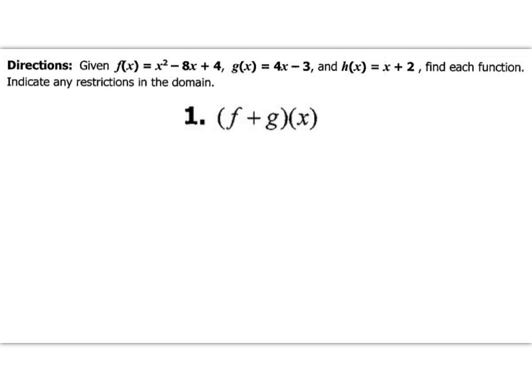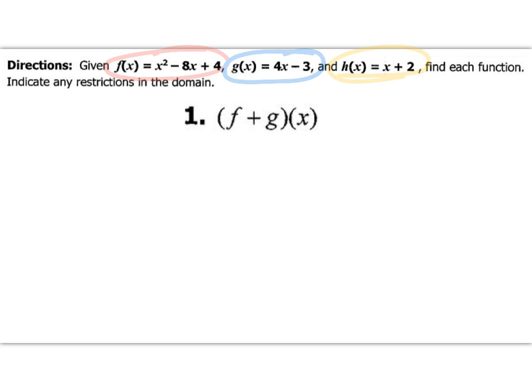All right, number 1, we're given that f of x equals x squared minus 8x plus 4. We're given that g of x equals 4x minus 3. And we're given that h of x equals x plus 2. And we want to find each function. We also want to indicate any restrictions on the domain. So the restrictions on the domain occur when we're dealing with quotient.